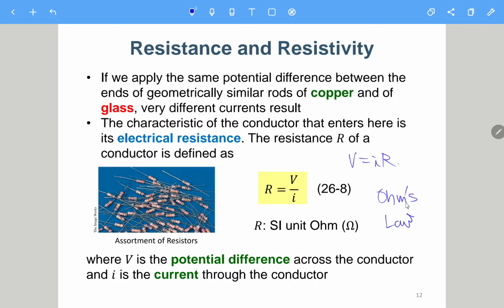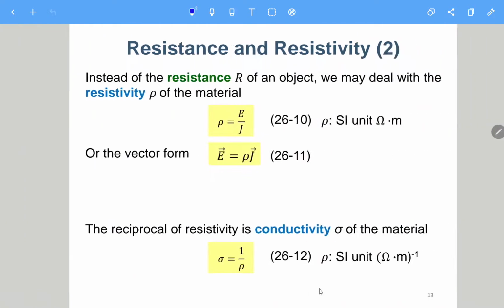Okay. Here it's written as R equals V over I, which means if we have a resistor and apply a voltage difference across it, the current will follow this equation. Given a resistor, if we increase the potential difference across it and the current increases proportionally, then it remains the same resistance. V is the potential difference across the conductor, and I is the current going through the conductor. So it's nothing special.